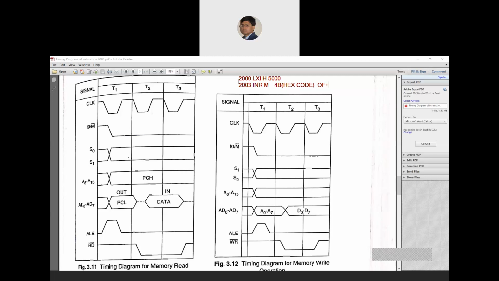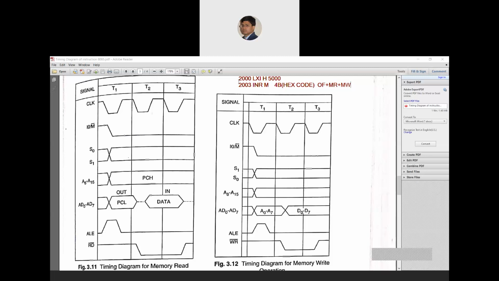Then the microprocessor will understand that it has to go to the location 5000, and after reaching that location, it has to read the data, the content of location 5000. After reading the data, what will the INR M instruction do? It will increase that data by 1. Then it has to write the data because it is a memory location. So INR M has a total of 3 operations: opcode fetch, memory read, and memory write.